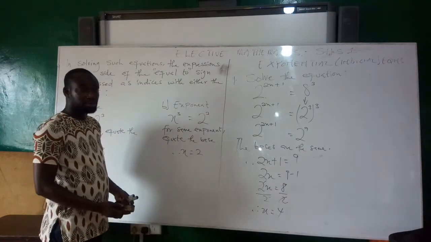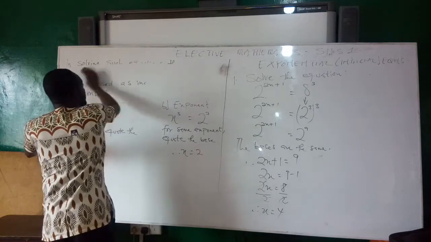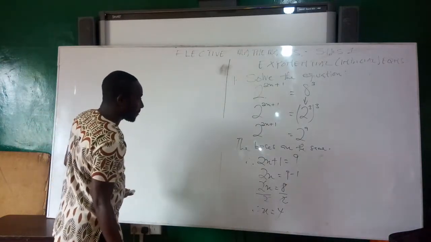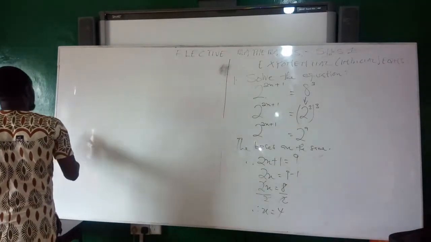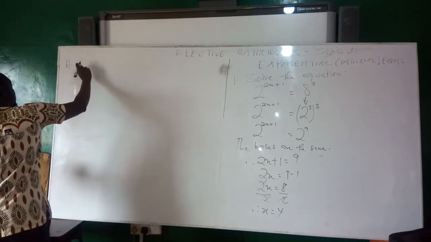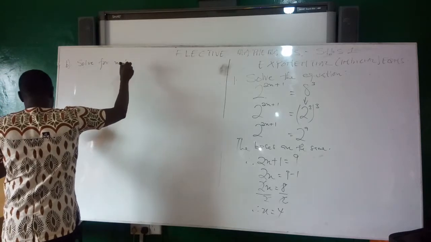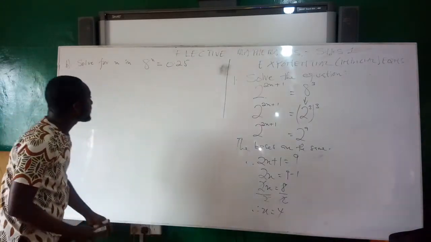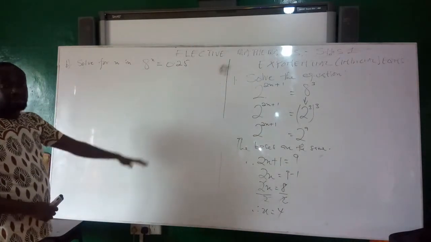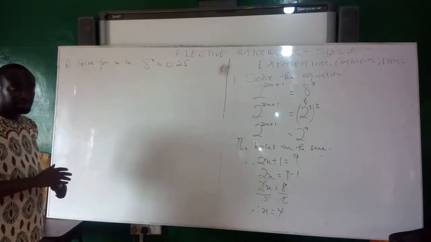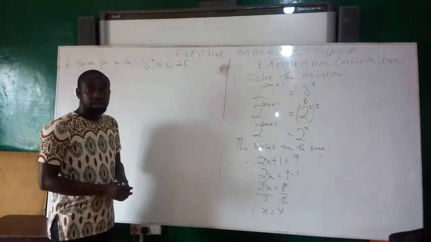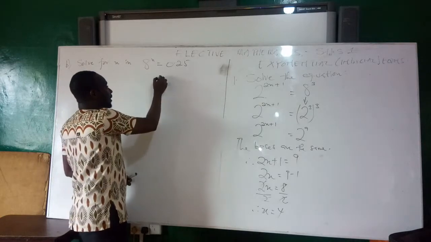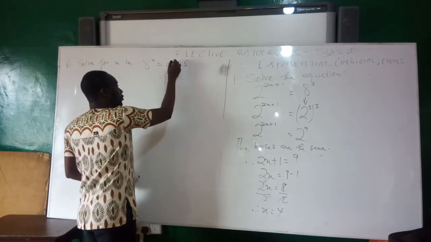Now let's look at question number 2. Question number 2. We have to solve for x in 8 exponent x equals 0.25. Okay, so let's look at how we solve this question. Now, this is given to us in decimal form. But then we know that we can write this in the form of a fraction. So we write this as 25 divided by 100, so we moved 2 places.